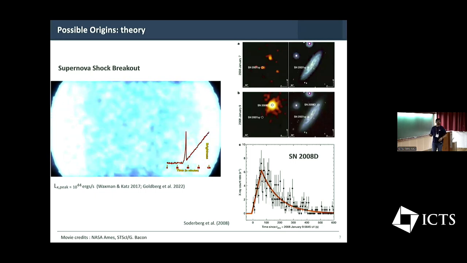and it had a peak luminosity of around 10^43 erg per second. And one thing to note is that the models predict that the peak X-ray luminosity of a supernova shock breakout cannot exceed 10^44 erg per second. So that is one constraint for this supernova shock breakout origin. And we see a diversity of X-ray luminosities in the case of FXTs.